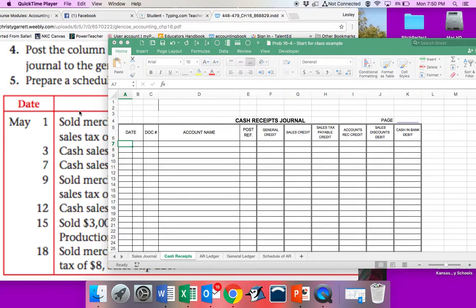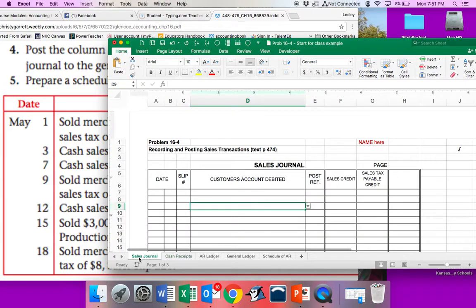Okay, so what we're going to do now is talk about two of our specialized journals that we're going to be focusing on. The first one is called cash receipts. Anytime we have cash coming in, we're going to use the cash receipts journal. The other one we're going to talk about is the sales journal.